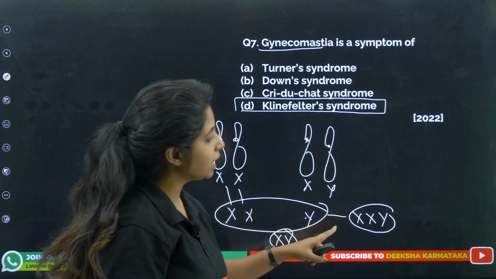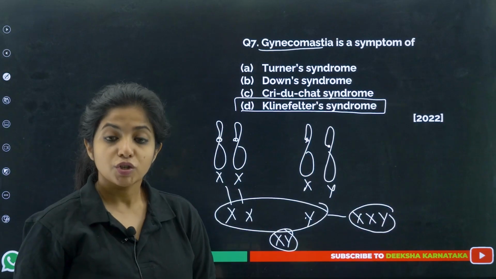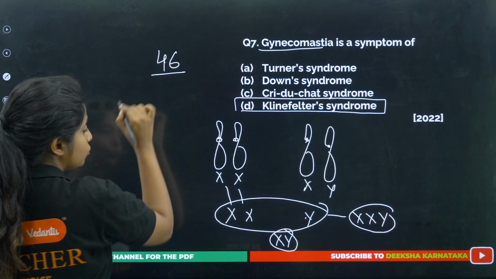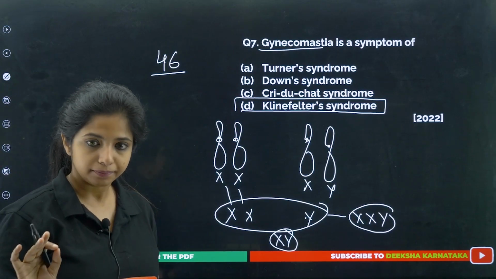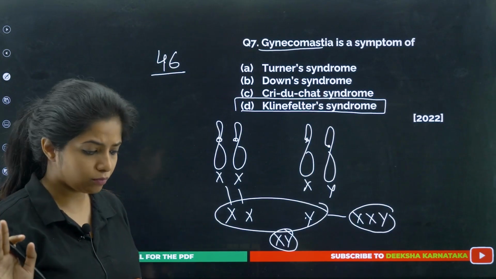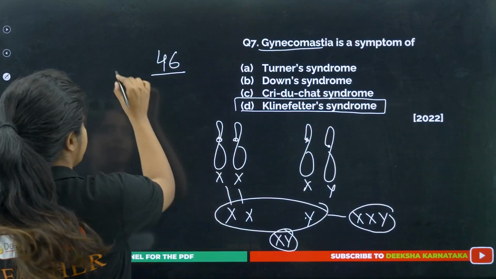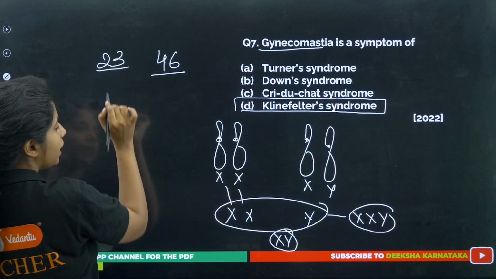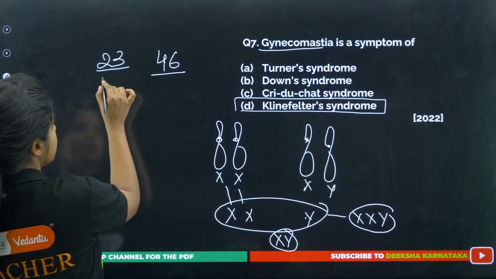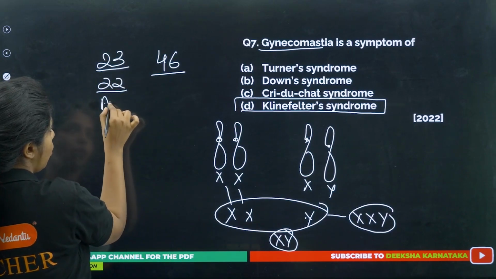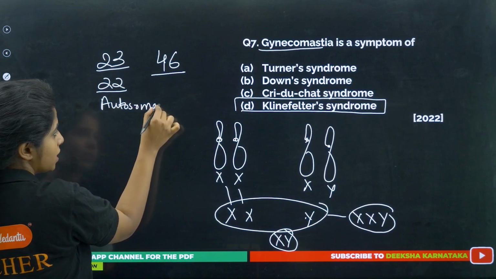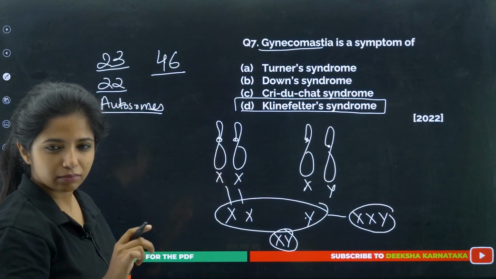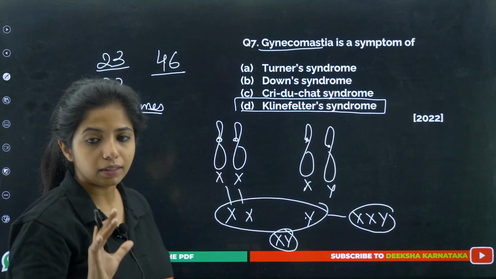So anyways, you are ending up with XXY condition. Here, 46 chromosomes are there in normal human beings, 23 pairs. Out of this 23, the 23rd pair is the sex chromosome. So 22 pairs are autosomes, the ones that are not sex chromosomes.